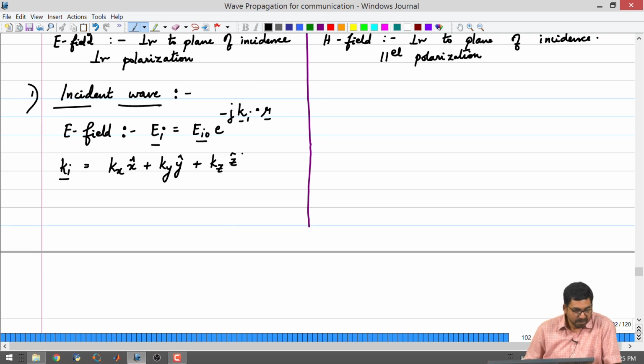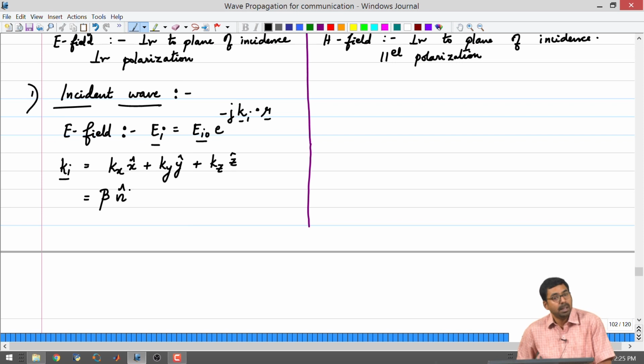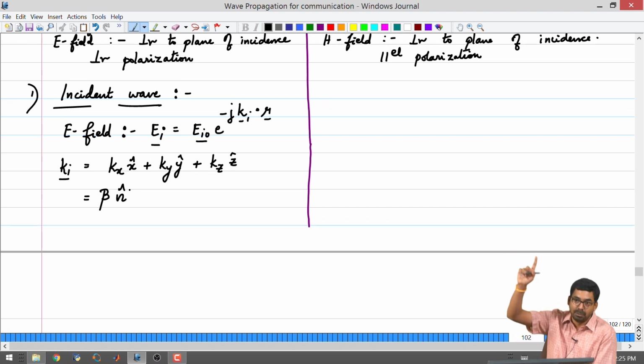Okay. So, in order to find the dot product between k and r, you need to know kx, ky, kz, then only you can find out the dot product, right. We also saw that k is actually beta n hat. In the earlier lectures, we had said that it is the combination of the phase constant pointing in the direction of the unit vector along k, right.